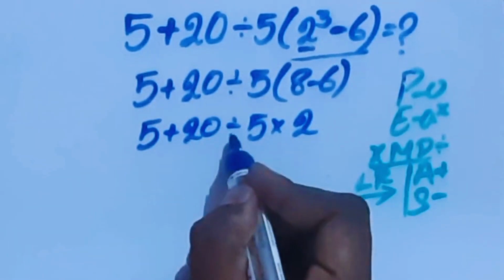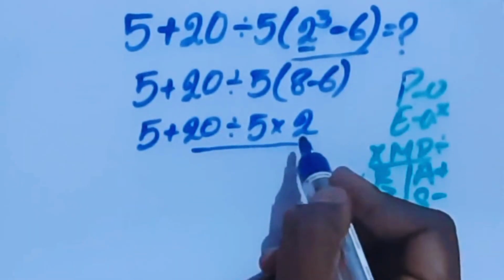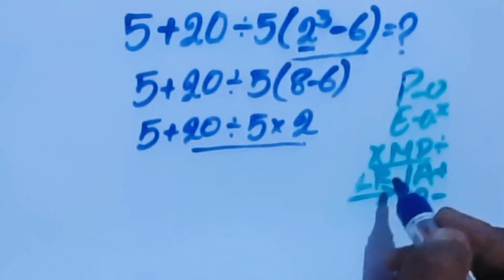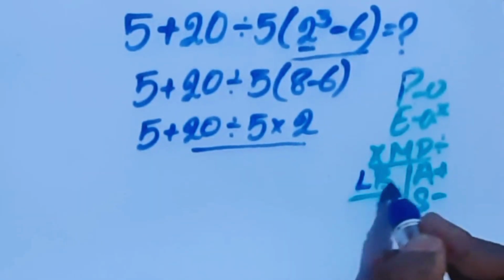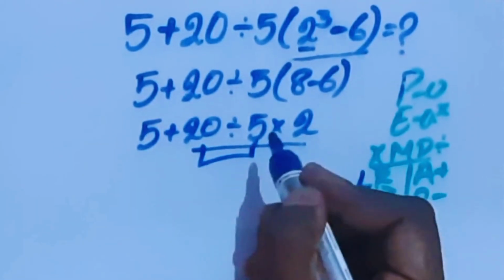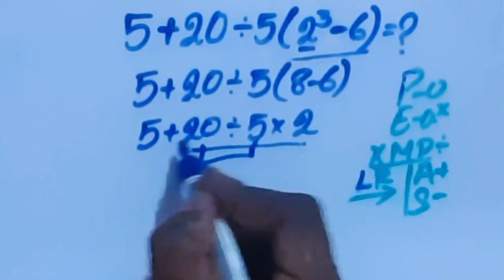Here we have addition, division and multiplication. The next priority is multiplication and division. So we have to do this division and multiplication before this addition. Here multiplication and division are both equal priority. For this equal priority we have introduced this left to right rule. Here left to right is 20 divided by 5. So we have to do this 20 divided by 5 before this multiplication and addition.